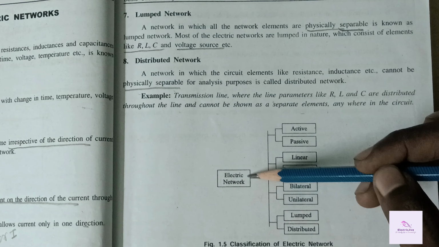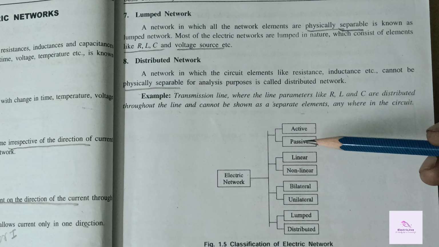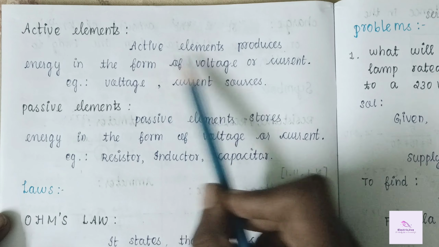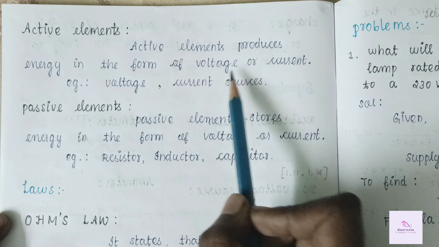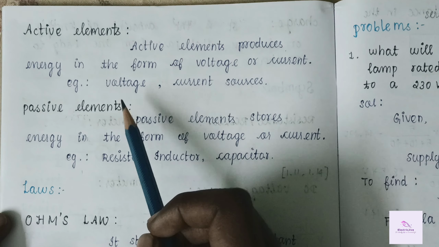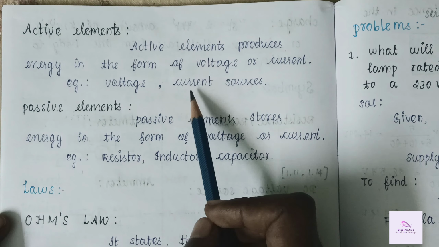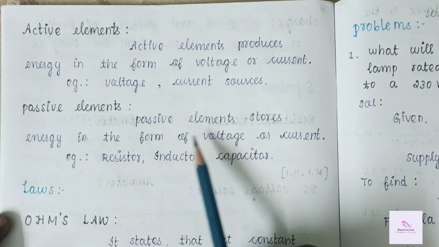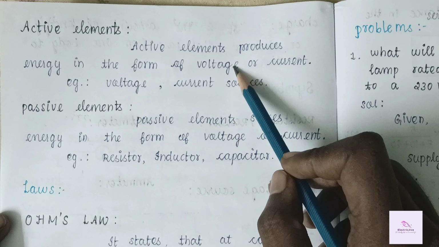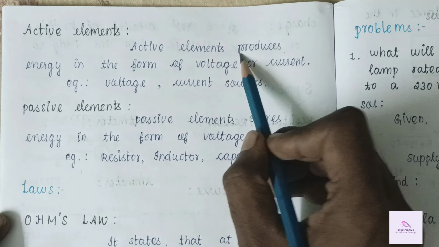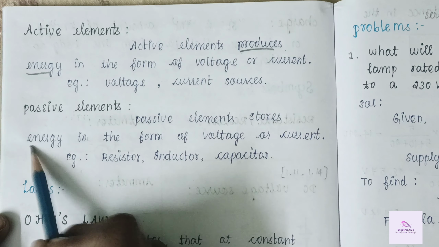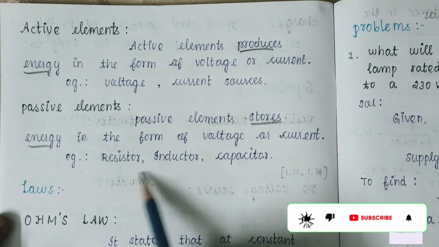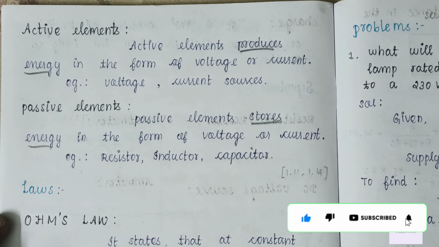Here, one electric network is connected with both active and passive, linear and non-linear elements. Now, active elements. Active elements produce energy in the form of voltage or current. Any element producing voltage or current is said to be an active element, whereas a passive element is an element which stores energy. Active elements produce energy and passive elements store the energy. Examples are resistor, inductor, capacitor.